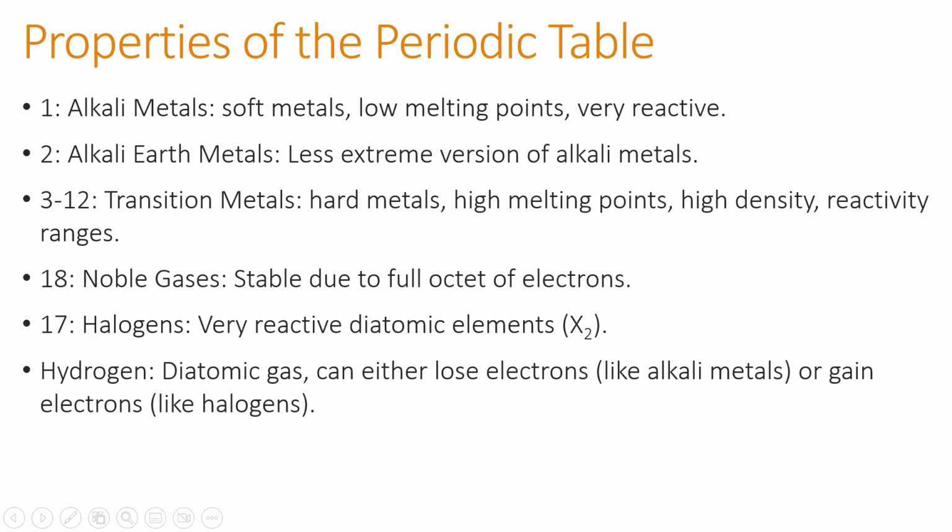So some properties here, the alkali metals are going to be very soft metals. You can actually cut them with a knife. They're going to have very low melting points, and they're going to be very, very reactive. So the alkali earth metals are a little bit less extreme than alkali metals. So they're still soft metals with very low melting points, but they're a little bit less reactive and they're a little bit harder.